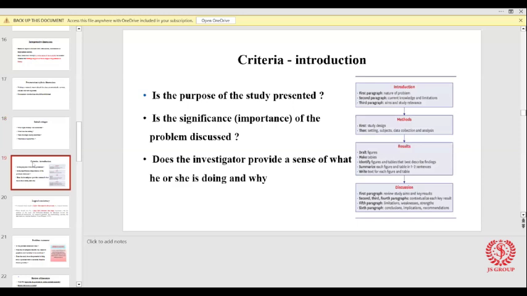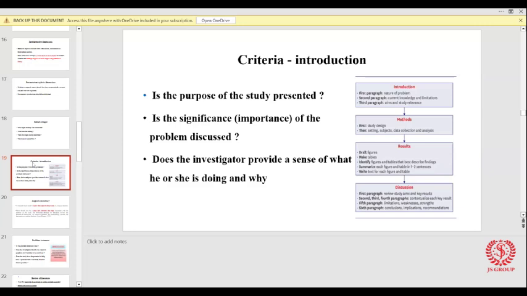So is the purpose of the study presented or not? Purpose means what? While writing the research report, we state our objectives, no? That is the purpose of the study. Whether all the objectives, specific objectives are correctly stated or not. Then is the significance of the problem discussed? Significance means the importance of the problem. Then does the investigator provide a sense of what he or she is doing and why? That means the background of the study, and why, the need for the study. The researcher has to give an explanation under the background of the study and the need for the study. We have to check whether it is there or not. So these are all the things in the introduction chapter that we have to critique.